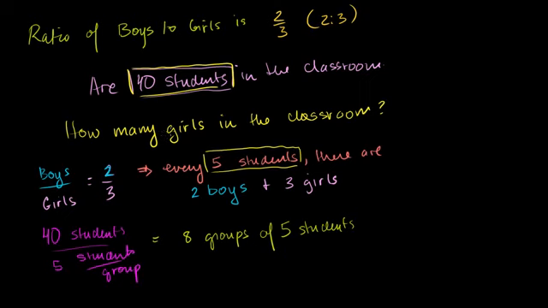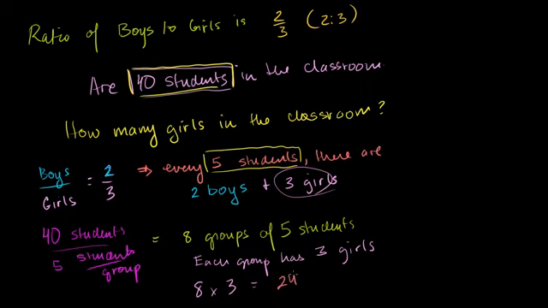Now, we're wondering how many girls there are. Each group has 3 girls. So how many girls do I have? I have 8 groups, and each of them has 3 girls. So I have 8 groups times 3 girls per group, which is equal to 24 girls. 24 girls in the classroom.